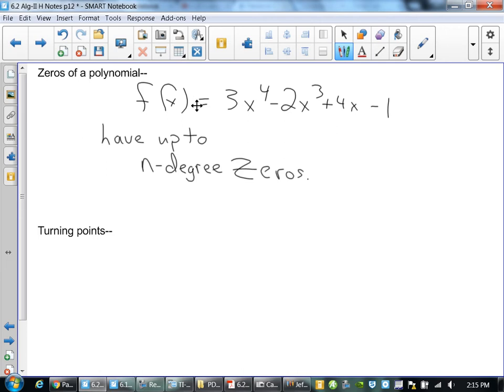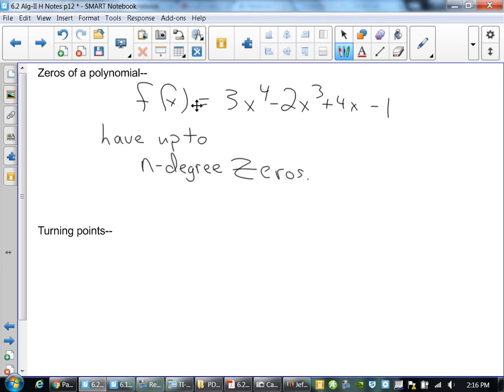Do you have to have 4? No. Could you have 2? Yeah. Because what happens a lot of times is that the graph itself might only touch the x-axis once. It could have imaginary roots. We didn't graph those. Okay? You could have up to that many zeros.